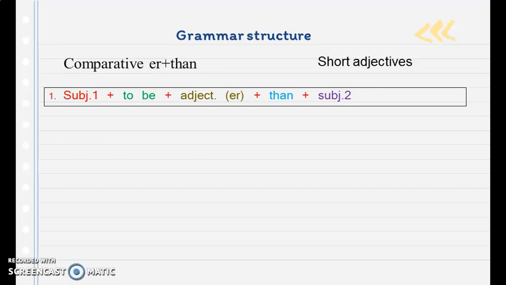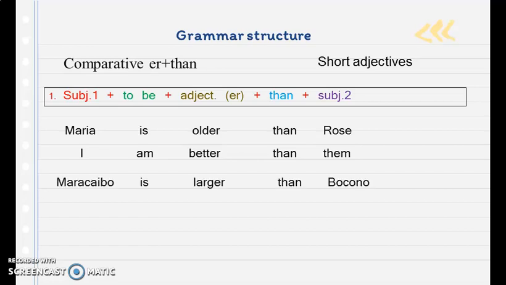Now the grammatical structure. Number 1. For short adjective, we have subject number 1, to be, adjective plus ER, the word than, and the second subject. Example: Maria is older than Rose. I am better than them. Maracaibo is larger than Boconó. Chemistry is easier than physics. Subject number 1, to be, adjective, short one, the word than, and the second subject.